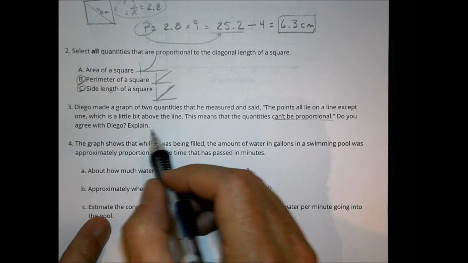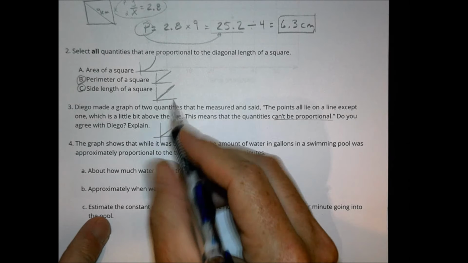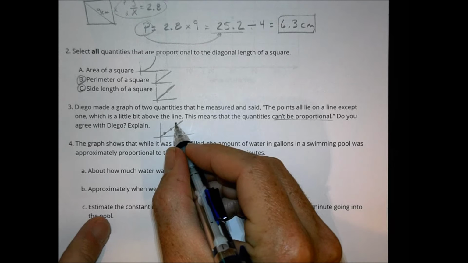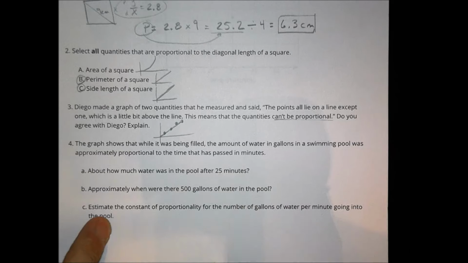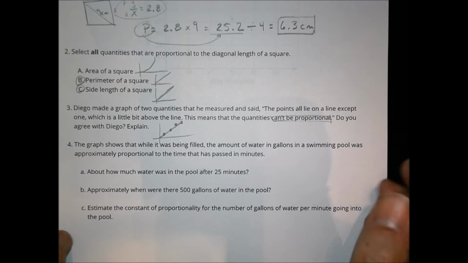So basically it's like he made a graph like this. He had a line, and on that line he had some points that were on it, and maybe he had one that was a little bit above it. Okay? And so because of that one, he's saying, well, that means it can't be proportional. Do you agree with him or disagree? Again, you need to write this out.